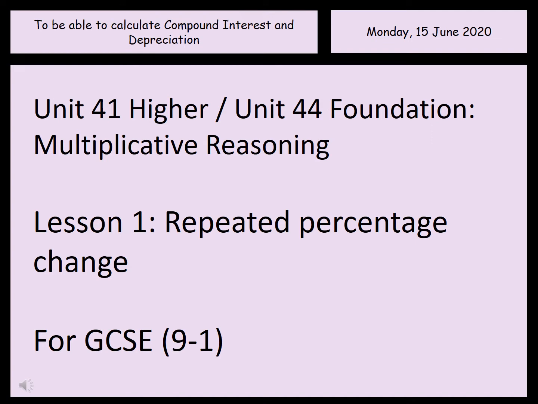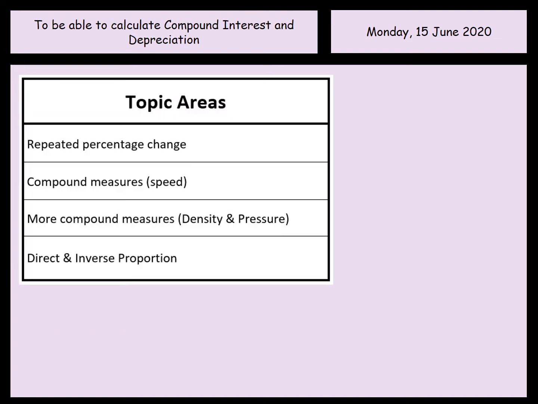This first lesson is all about repeated percentage change. In terms of picking a topic to teach while we're in school, I've deliberately picked this one because it's on both schemes of work, both for higher and foundation. And what we're going to do is look at repeated percentage change, compound measures in terms of speed, more compound measures with density and pressure, and then direct and inverse proportion. So specifically, we're going to start off on topic 1, looking at compound interest and depreciation.